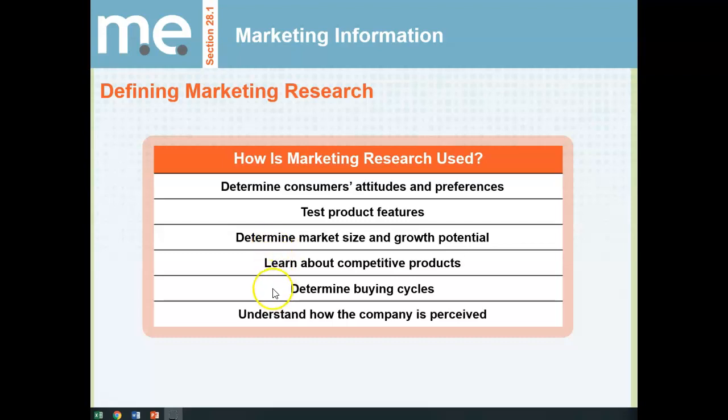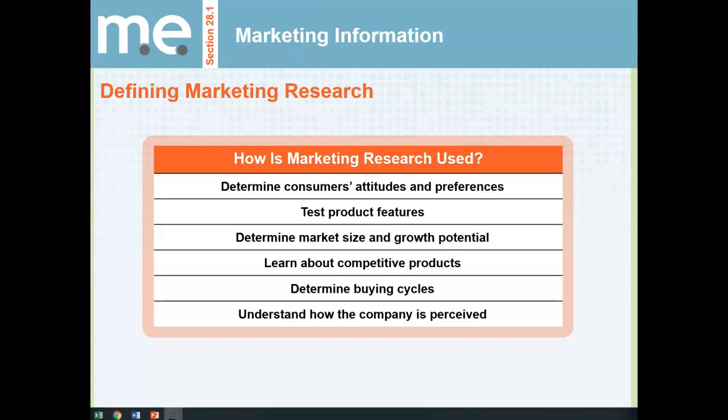Determining buying cycles, we're going to look to learn about competitive products. I'm sorry, I skipped that one. We might just literally buy the competitor's product and understand what's good or bad about it, tear it down. And a lot of companies do that. They'll buy the competitor's product and they'll tear it apart.